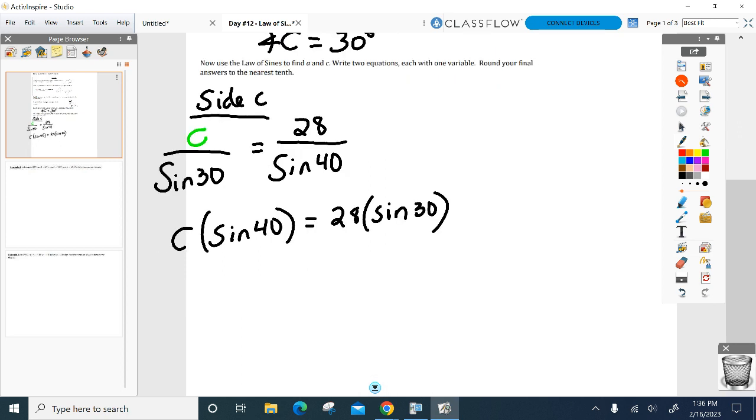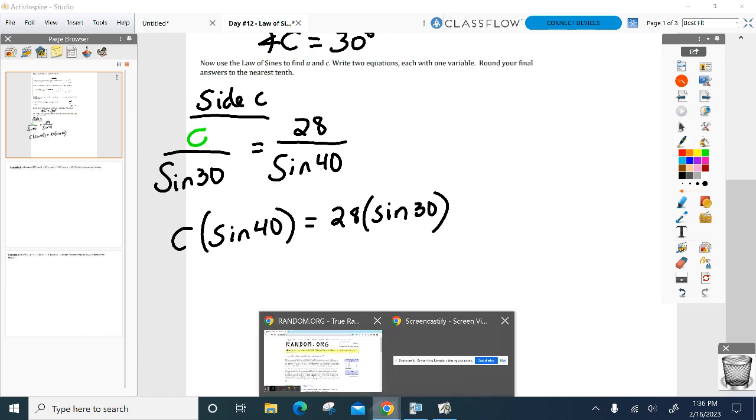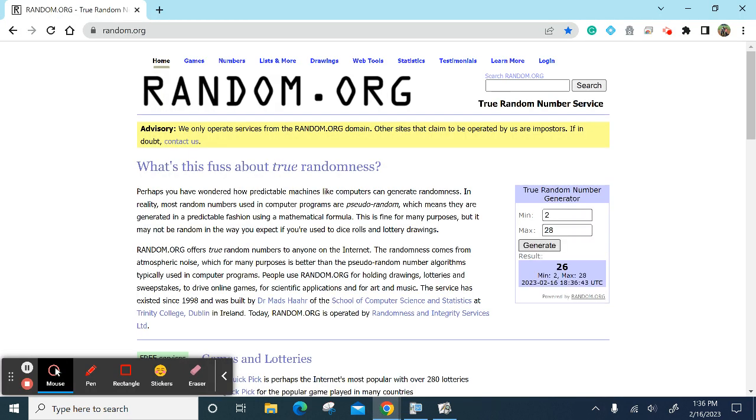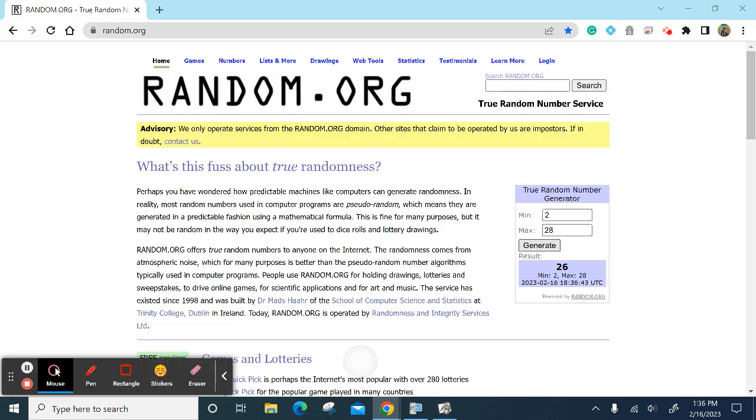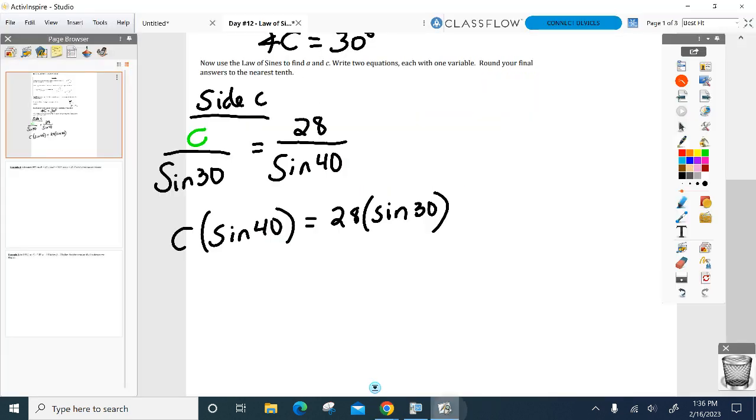Don't change your thinking. We've solved stuff like this for quiz 2. How do I get C by itself? What do I need to do on that left side to get C by itself? Divide by sine 40 here. Yep, there we go.